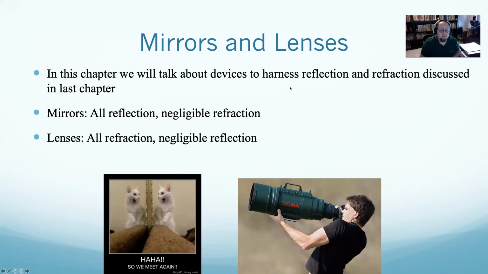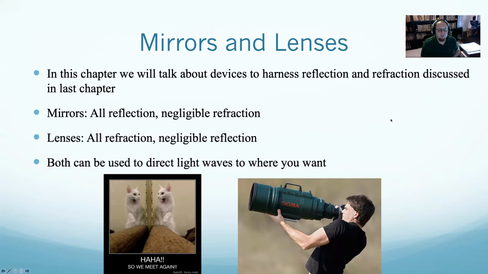Lenses will be the opposite, where it has all refracted and a negligible amount of reflection. Once again, that isn't really the case. Like when I look in this lens at the screen, I can see the light ahead above me that's reflecting off of it. There usually will be some light reflected, but we're going to, for the most part, ignore that and talk about just the refraction in a lens. But the idea for both of them is using it to direct light waves to an exact spot, a place where you want the light to be, and in a way to focus the light and line it up.